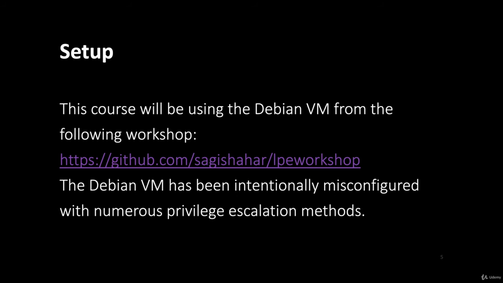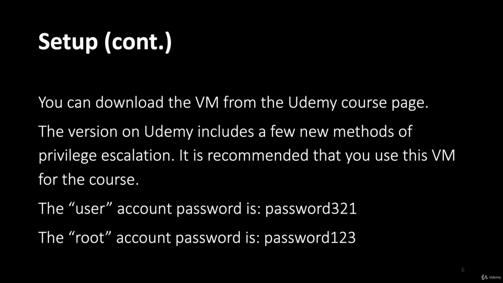We will be using a vulnerable Debian VM for the course, which was created as part of a local privilege escalation workshop, not affiliated with the course. The VM is special in that it contains multiple misconfigurations which allow privilege escalation. You can download the VM from the Udemy course page. This is recommended as this version has a few new methods of privilege escalation which I configured. The low-privileged user account password is password321. The root user account, which you can use if you need to configure the VM or reset something, is password123.